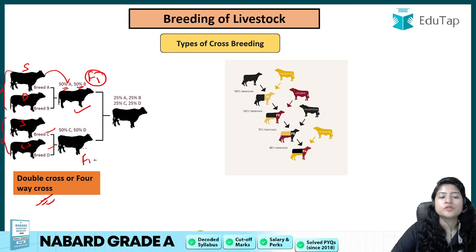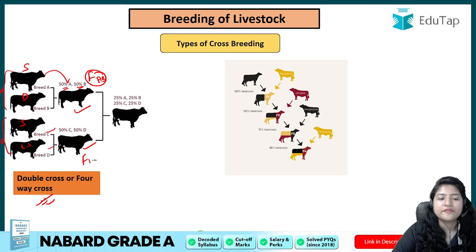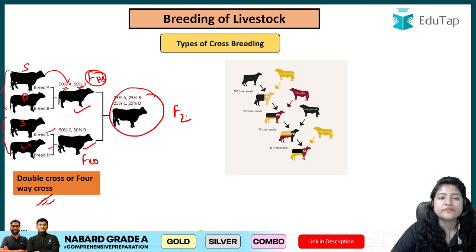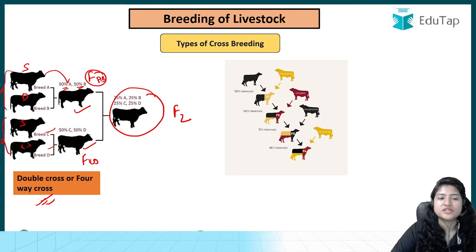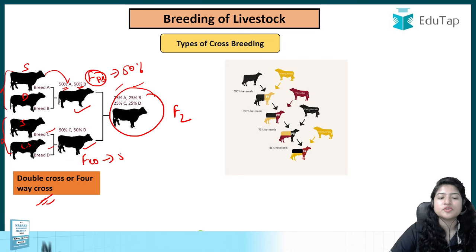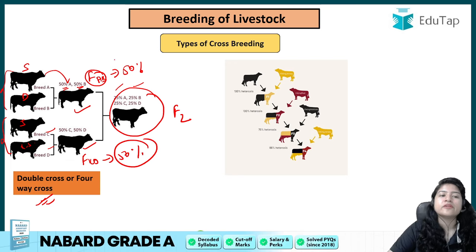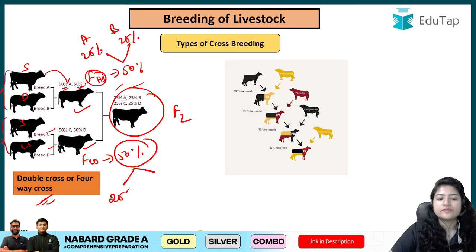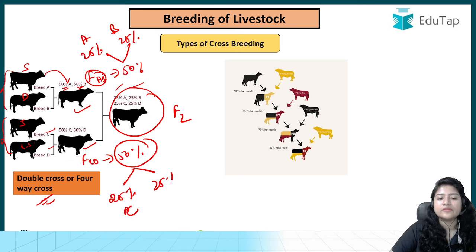Now these two progeny, which are FAB and FCD, are being crossed, and then you have ultimately F2 progeny, which has genes from all the 4 species, meaning 25% from A, 25% from B. How? How did this 25-25 come about? I hope you understand, because overall FAB will be sharing 50% of the genes and FCD will be sharing 50% of the genes, and because they were also crossbred before, 25% will come from A, 25% from B, right? And similarly 25% will come from C, and 25% will come from D.